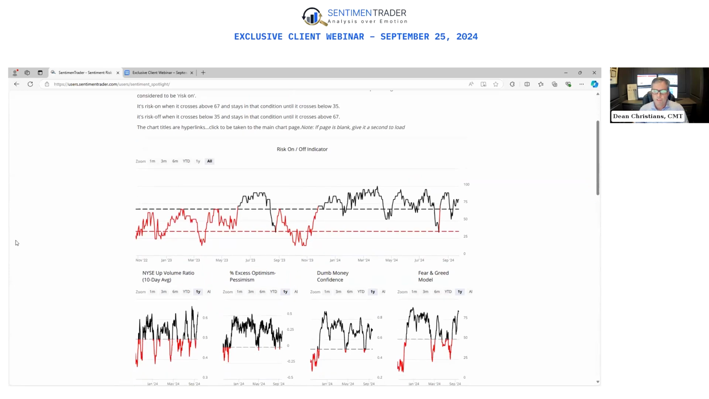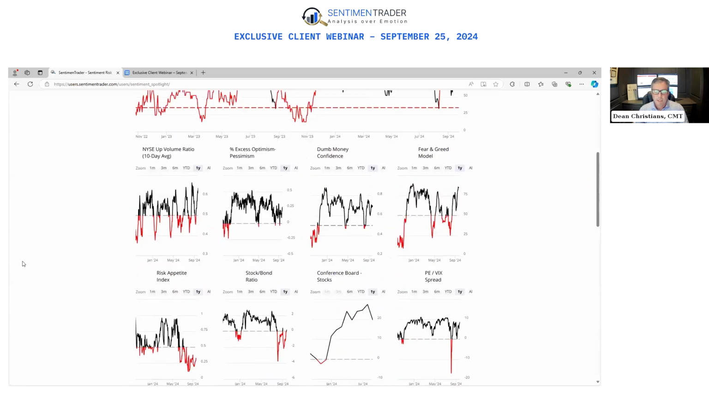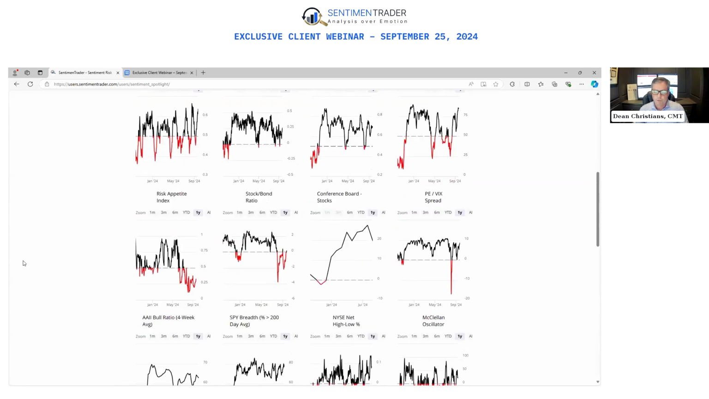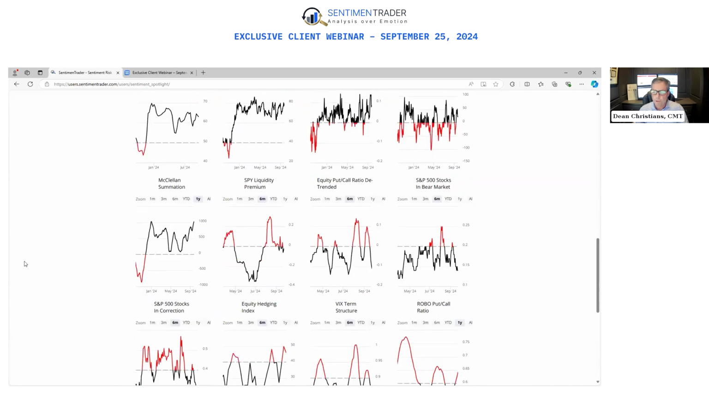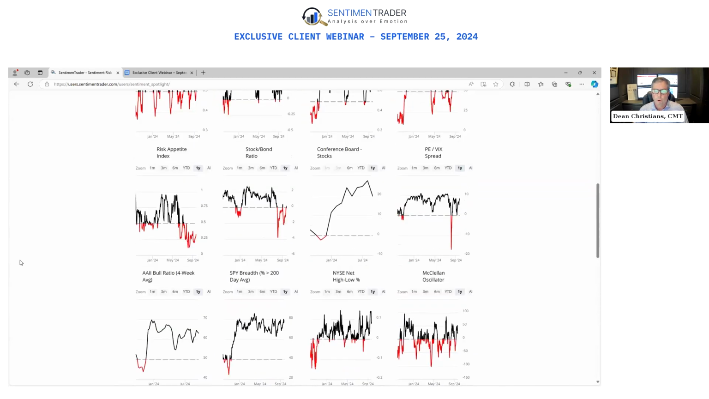And of course, what you can see is the broad composite at top, and then a thumbnail chart for each of the indicators that are included in this composite. As a reminder, there's 21 of these sentiment and breadth-based indicators. So a good comprehensive view of what's going on in terms of the overall market.